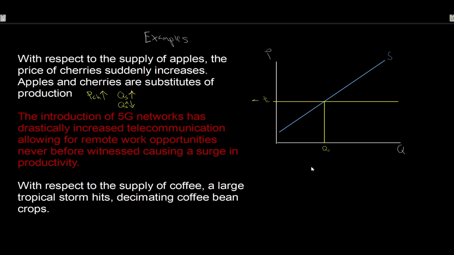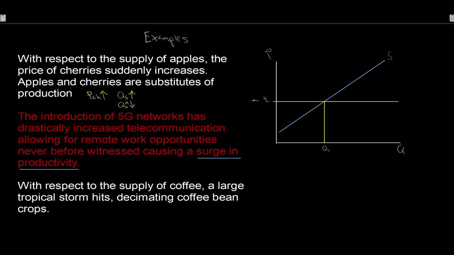so fast that you would no longer have these hubs where surgeons are located and can only do surgeries there. That's just one example of the productivity gains we could witness. If you start looking into it, there are many being thought about, where it's like, wow, this could be revolutionary with how much faster 5G networks potentially can be. So, that being said, what are we getting out of this? Allowing for remote work opportunities never before witnessed, causing a surge in productivity. It's that last bit that gives us our information.